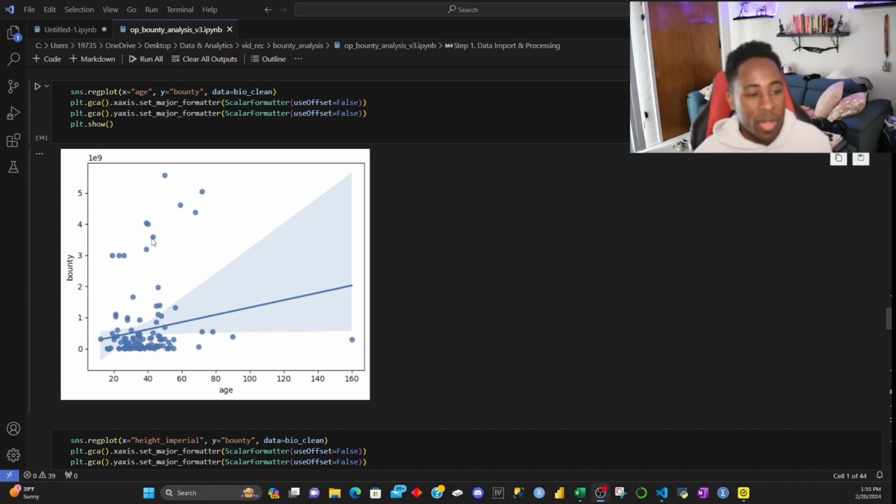I do think there's a little bit more relationship here. Naturally, I think that makes sense. The older you are, the longer you've probably been a pirate. You've had more time to develop your reputation amongst the pirate world. But naturally, you're going to have some kind of outliers that pull down the general relationship.